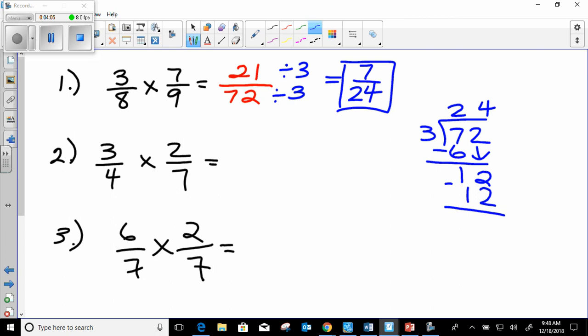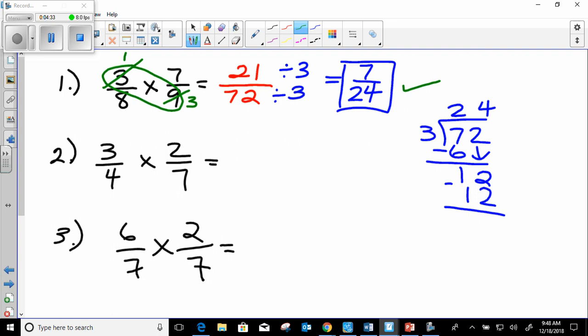But let's see if I cross cancel. Would it be a lot easier? Well, I'm looking at this 3 and 9, and I know that I could divide by 3. 3 divided by 3 is 1, and 9 divided by 3 is 3. So let's see if this is easier. Oh, look at this. 1 times 7 is 7, and 8 times 3 is 24. So that was a lot easier, wasn't it?